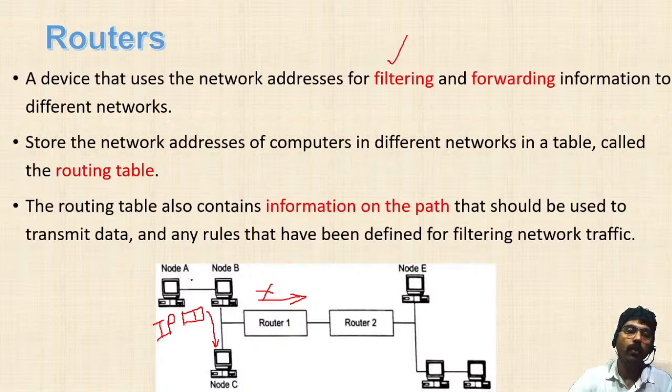Now, if node A wants to send data to node D, it will send that packet with the IP address of node D. So all the other devices receive this packet but reject it. Whenever the router gets this same packet, it understood that this packet is not for a local machine, so it will forward that to another router. This router already maintains some path.